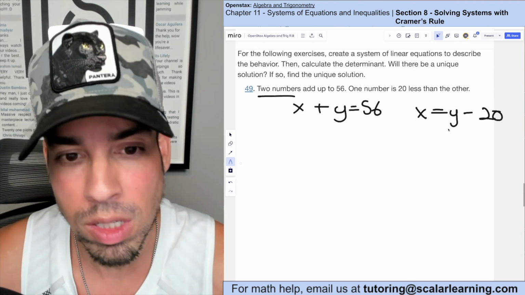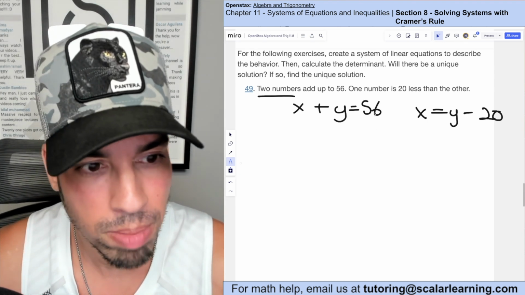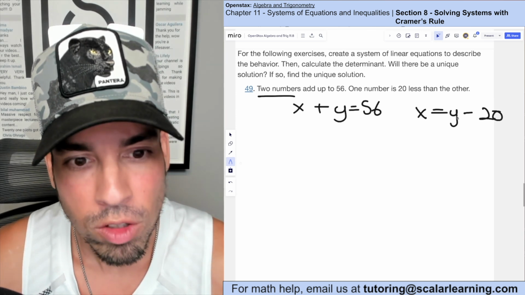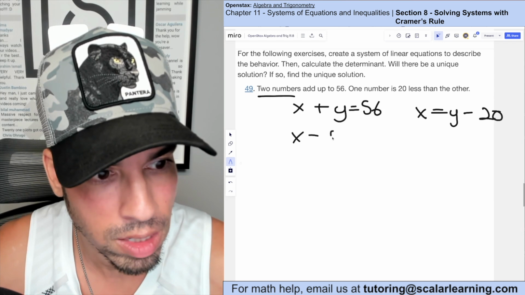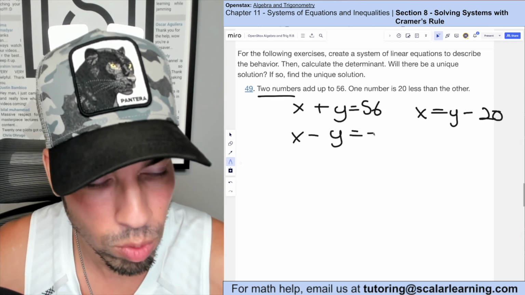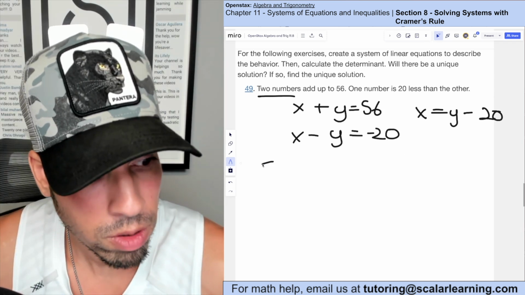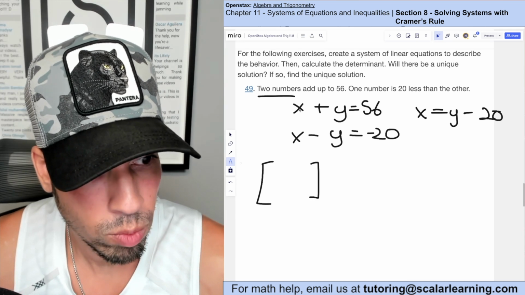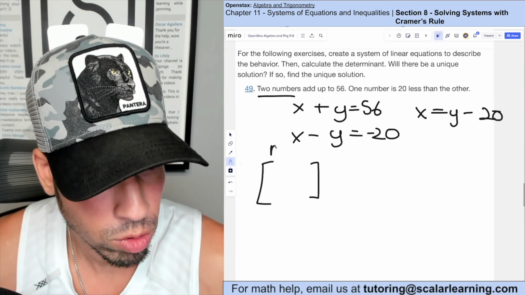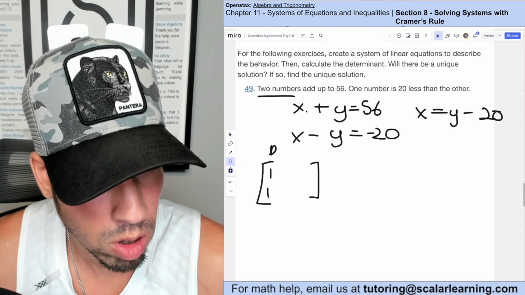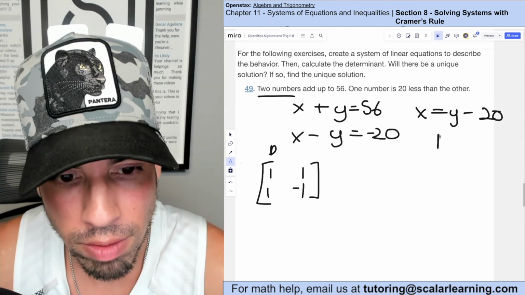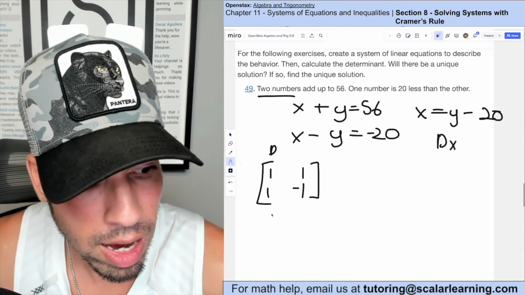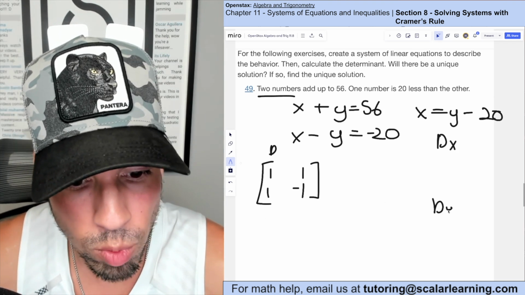So check it out. We got two equations. Now, before we set up this matrix, we want to set it up in this correct format, right? So I'm going to minus y from both sides. So I got x minus y, and then that negative 20 just stays over here. So the first matrix is, of course, going to be with these coefficients, right? So we'll just call this D. So we got 1, 1 for the x's, and then 1 and negative 1 for the y's. We're also going to have to calculate the dx and dy, but we'll get to those in a second.